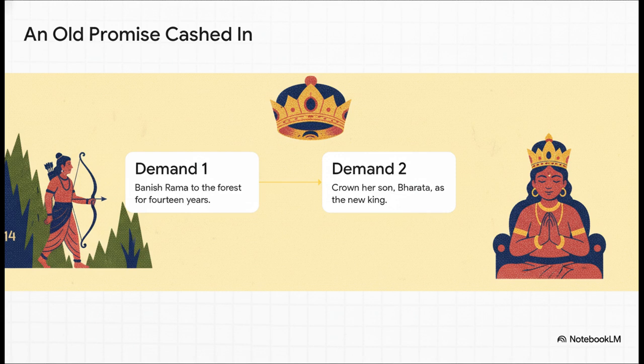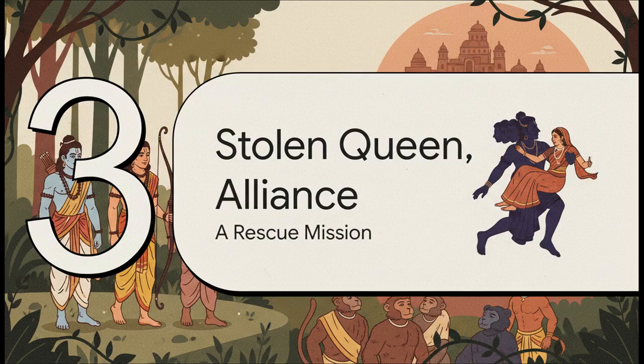Her demands are devastating. First, banish Rama to the forest for 14 years. Second, make her son, Bharata, the new king. The king is completely heartbroken, but he's trapped by his own word. And Rama, because he is the perfect example of dharma, or duty, just accepts this awful fate without a single complaint.